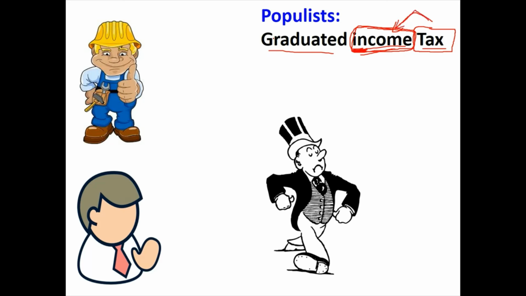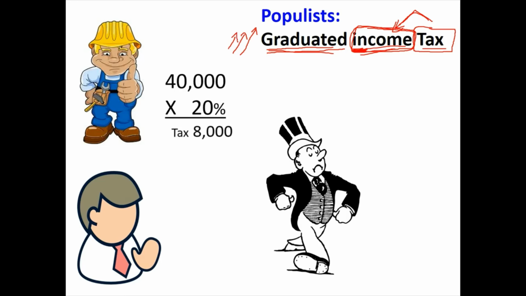Now, the Populists said, all right, we got an income tax, but what we want is a graduated income tax. You've heard of graduate, when you go on to something else, or gradual, meaning to go up slowly but surely, to increase. A graduated income tax means this. This guy makes $40,000 a year. He is taxed at a rate of 20%. And if I did the calculation on my calculator, that's $8,000 that the government is going to take from him.